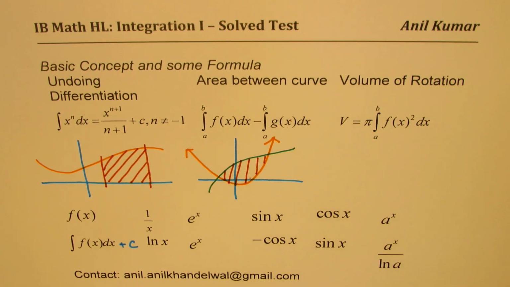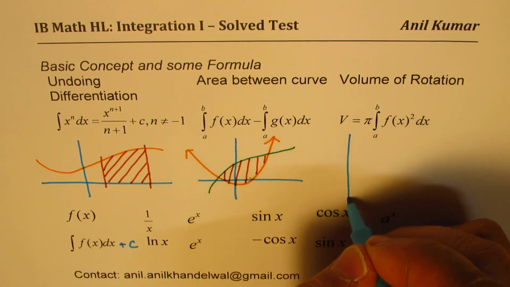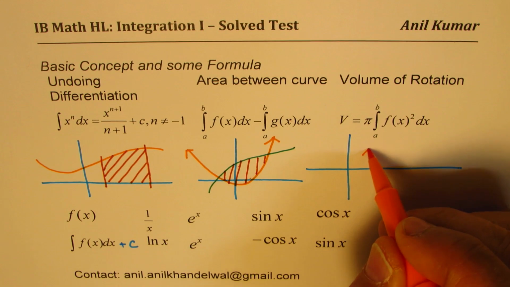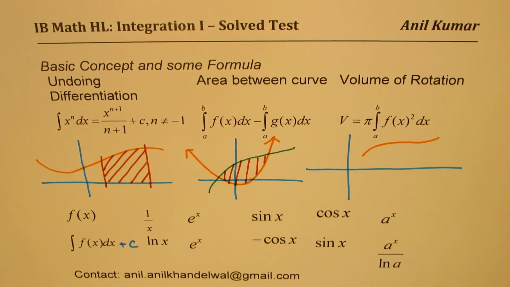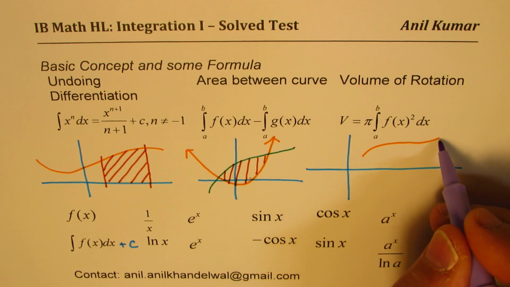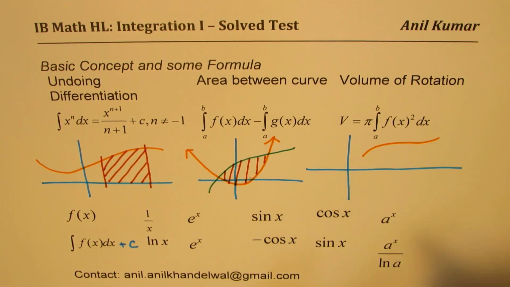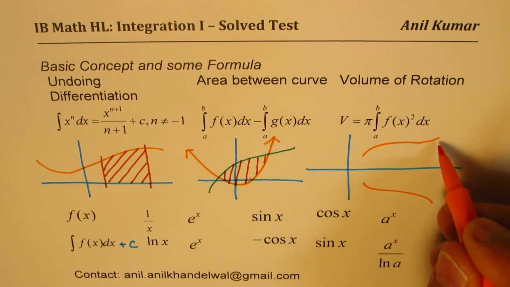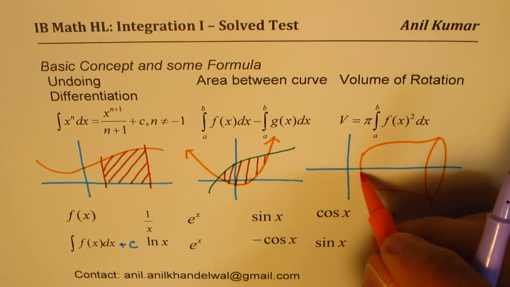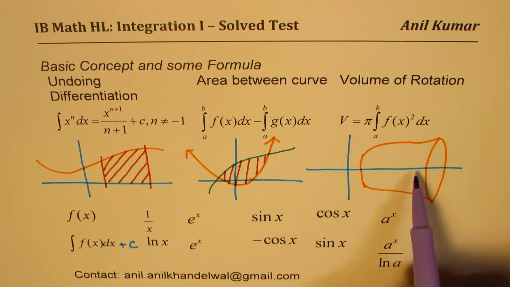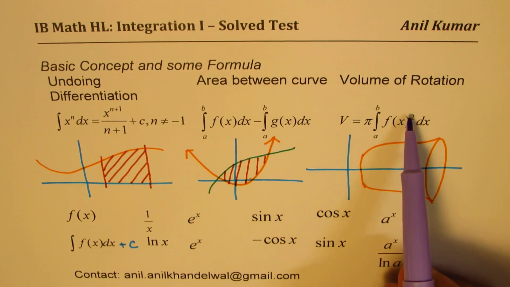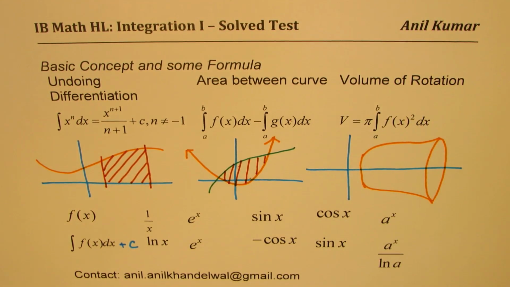Then we'll talk about volume. When we talk about volume, it is basically for any curve which is revolving about the x-axis. When this curve revolves around the x-axis, it'll be kind of like this, and what you really get is a solid shape like this, correct? So we'll talk about the volume of these types of shapes, and the formula will be pi times the integral of f of x squared dx, as given here.